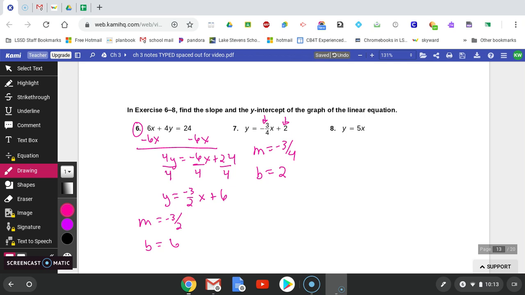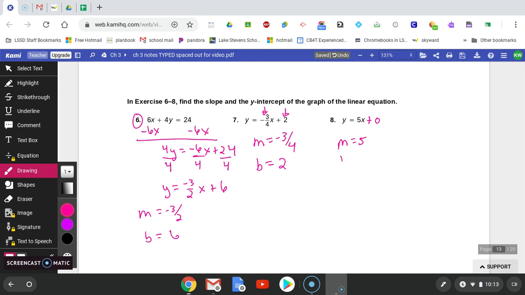Try number 8. Okay, technically, number 8 has a plus 0 on it, to see if that helps you. So my slope is going to be 5, and my y-intercept is going to be 0.